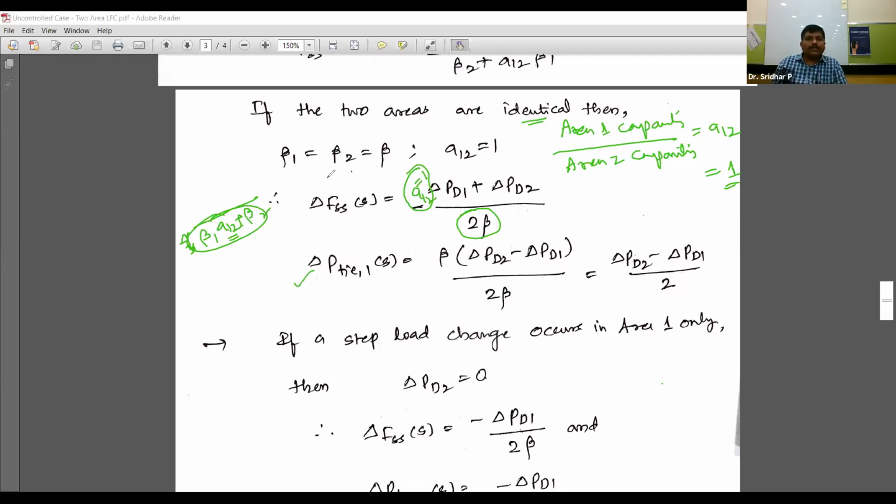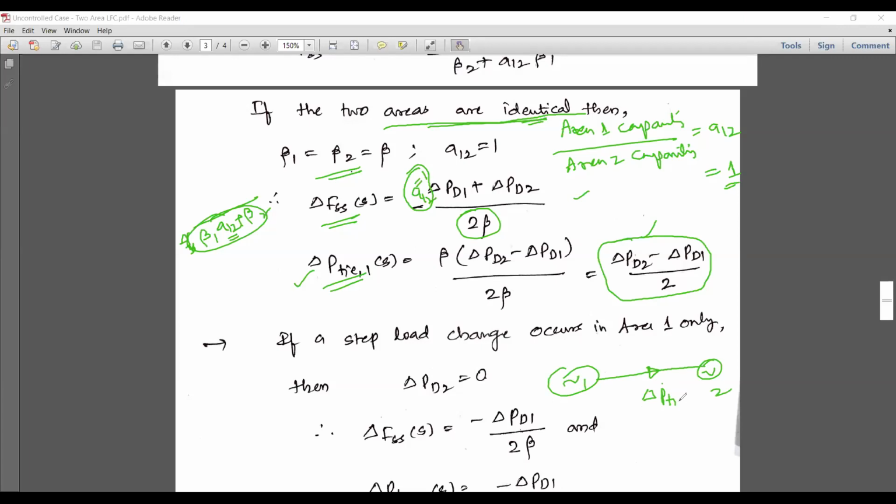Similarly, you can substitute these approximations. If the two areas are exactly identical, so delta FSS and delta P tie 1, now these are nothing but some simplified expressions. Now if you could see here, the tie line power resembles our fundamental laws. So delta P tie 1 of S, so this is your area 1 and this is your area 2, and whatever the contractual power is flowing between area 1 and area 2, this value is nothing but the delta P tie 1.